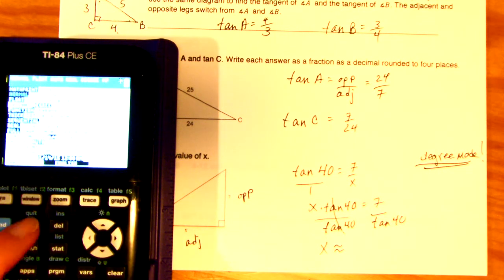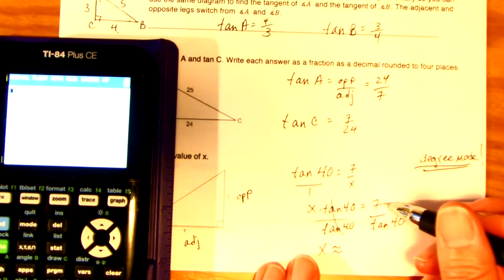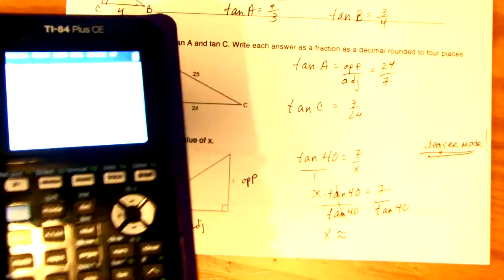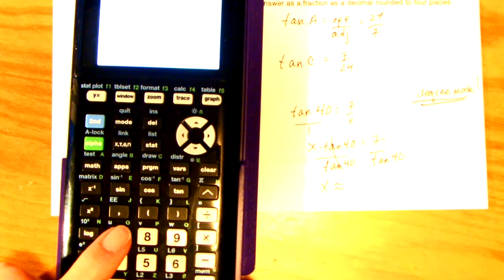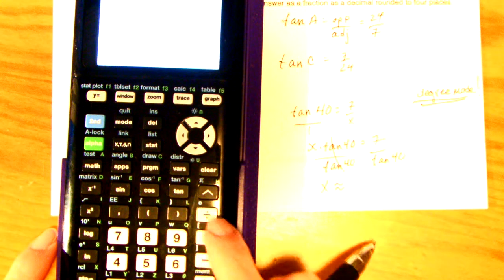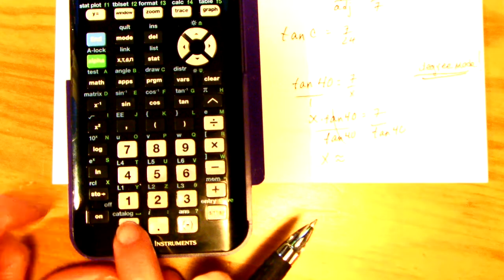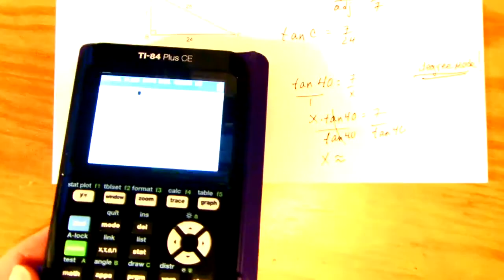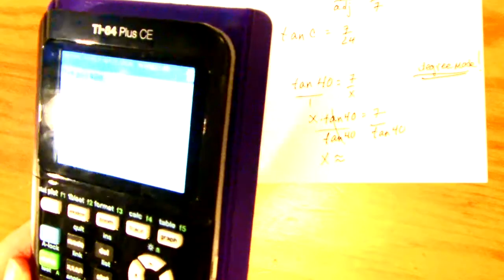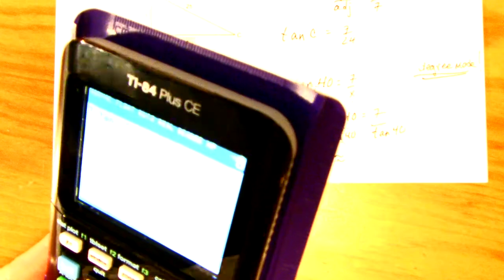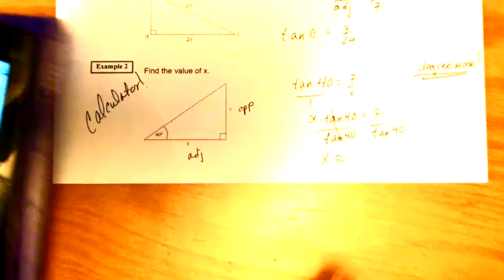Okay, so once you do that, now take 7 divided by tangent of 40. I'll show you the keys: 7 divided by, here's tangent, of 40. Okay, can you see that a little bit? 7 divided by tangent of 40. I'm going to press enter. You get 8.3422.